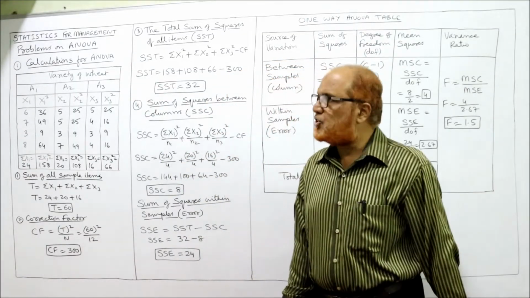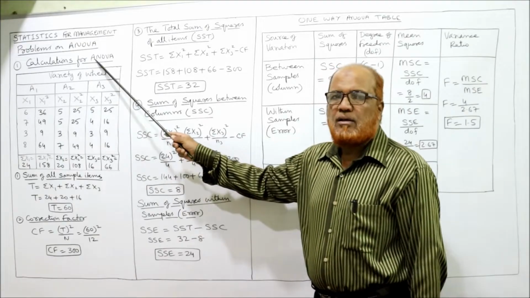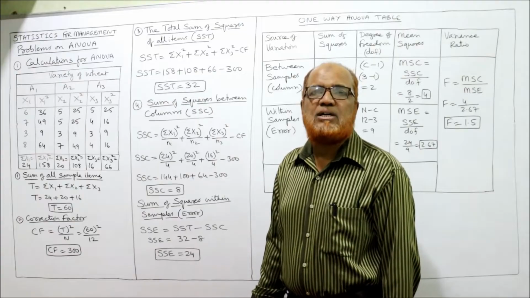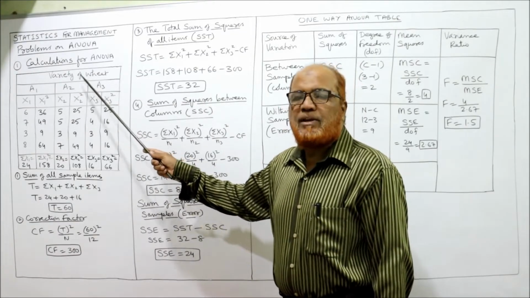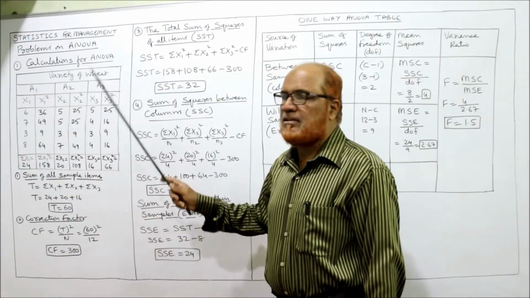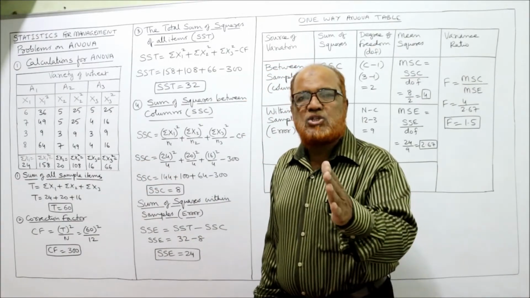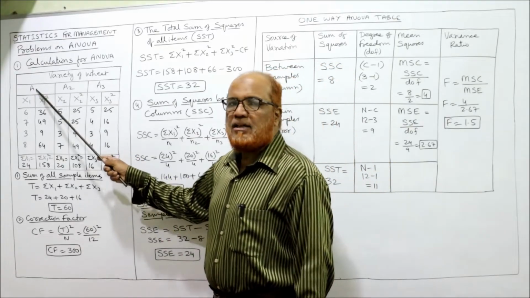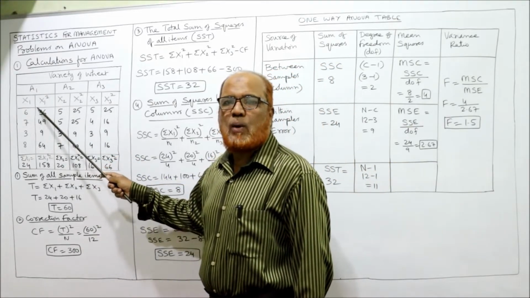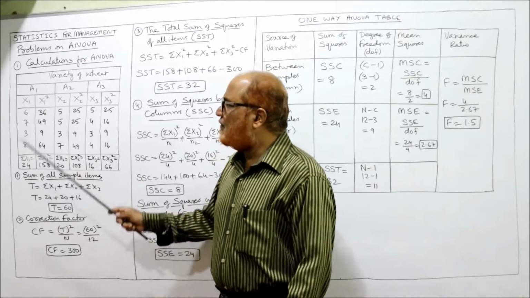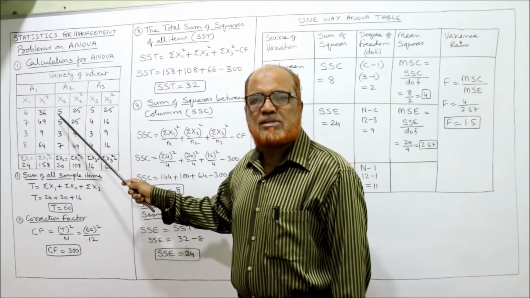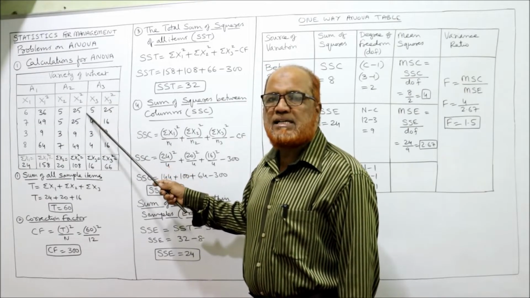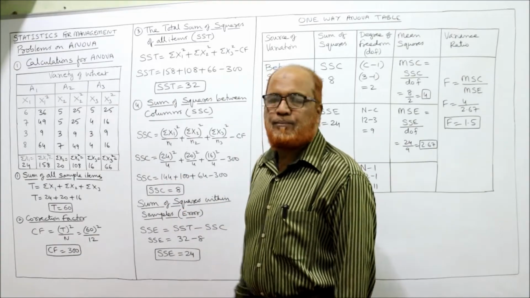See carefully how to proceed. Calculations for ANOVA. We are concerned only with the columns. In columns we have variety of wheat. So how many varieties? A1, A2, A3. 3 varieties. For each variety of wheat, I am making 2 columns. So for A1 variety, X1 and X1 square, 2 columns are required. Then for A2 variety of wheat, 2 columns, X2 and X2 square. For A3 variety of wheat, X3 and X3 square.